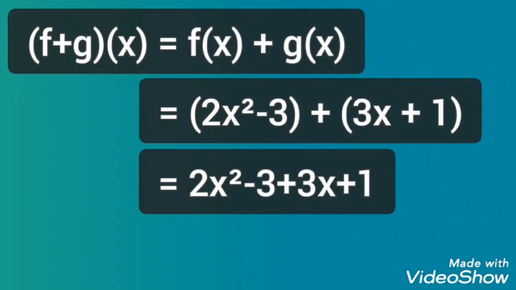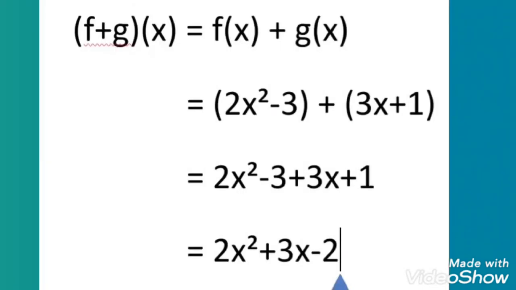Now we are going to simplify this. So let us combine the like terms and then just copy the others. So 2x squared plus 3x, and then negative 3 plus 1, that will become negative 2. So our final answer for the addition of f of x plus g of x is 2x squared plus 3x minus 2.